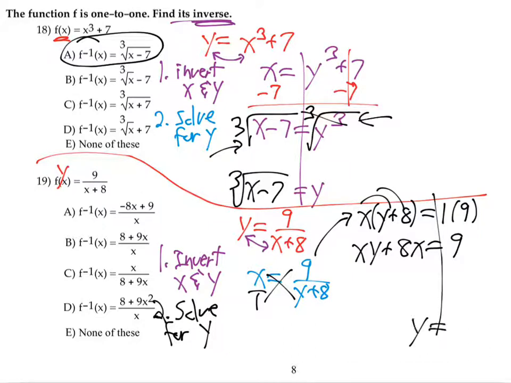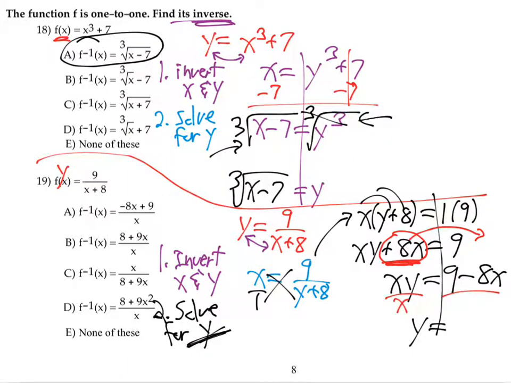So y is again saying, I want to be alone. We're solving for y here. So we're going to subtract 8x, or I'm just going to grab the whole plus 8x and jump it just to save a step. So that'd be xy is 9 minus 8x. Remember, when things jump to the other side of the equal sign, they switch their sign. So that plus 8x became a minus 8x. Now last step to get y alone, divide by x. So there it is, 9 minus 8x all over x.